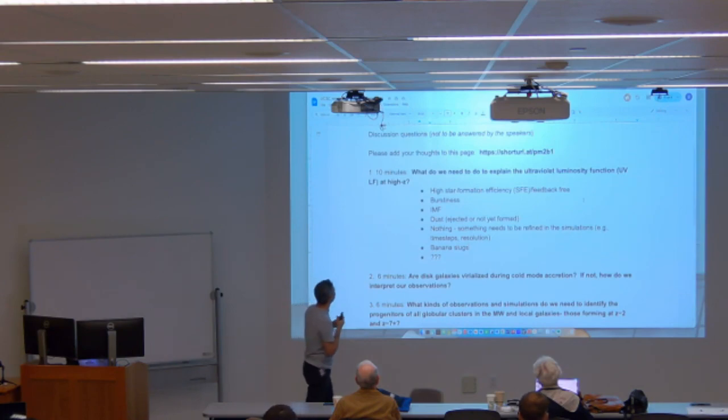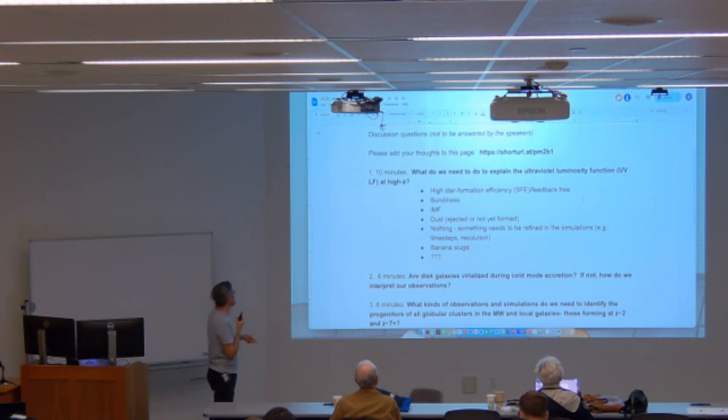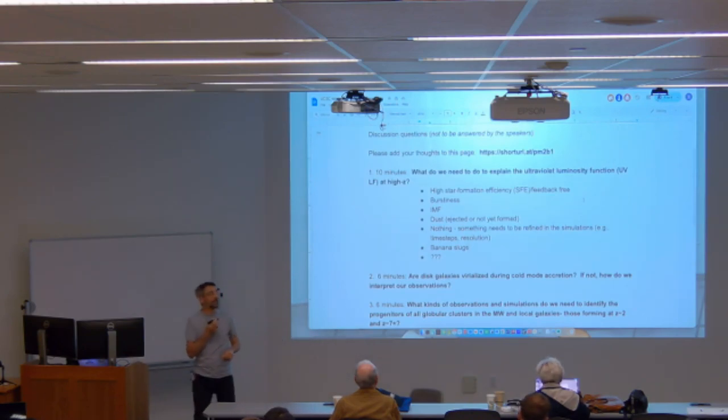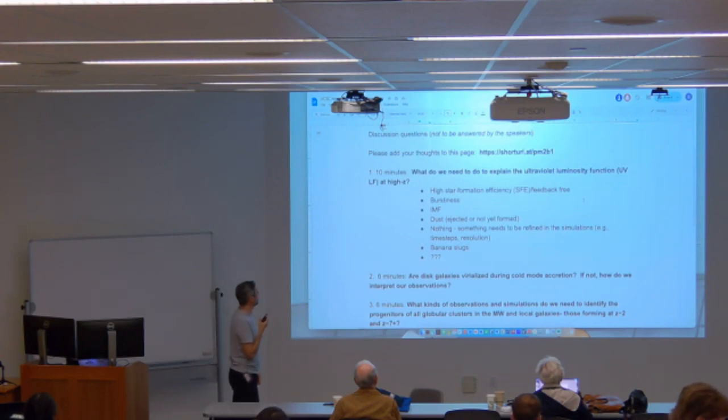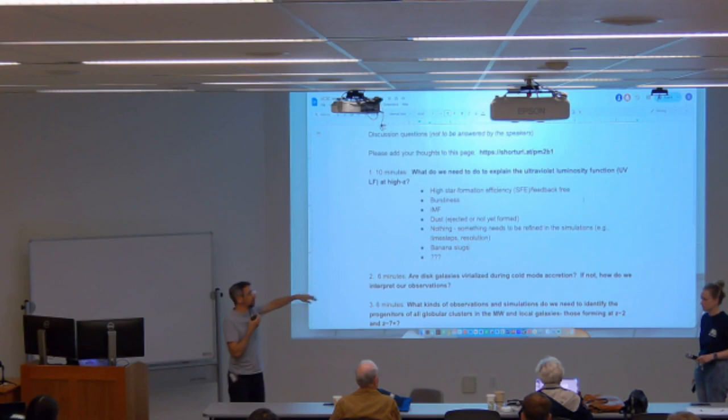We have 4 questions, rapid fire, 10 minutes for the first one, 6 for all the others. Unfortunately, I wasn't here yesterday, but it was certainly discussed this morning how to explain the UV luminosity function at very high redshift, and of course defining these very luminous galaxies at high redshift. And there are the usual suspects that have been posed in various forms, refined again.